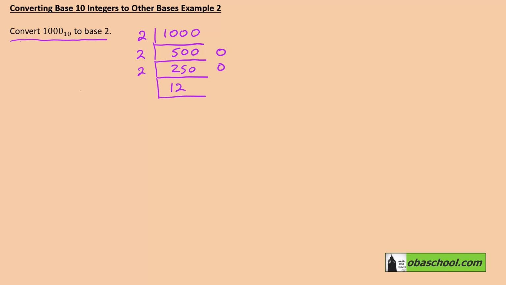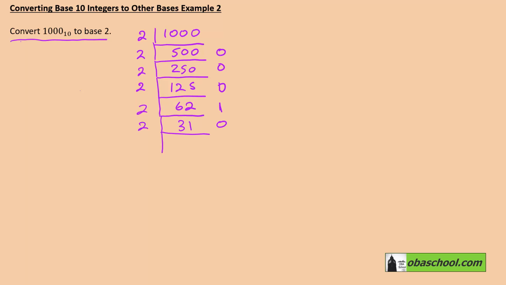Then we're going to get 125, but that will have no remainder because 2 goes into 250 exactly. But this time, that is going to give us a quotient of 62. Remember, 125 divided by 2 is 62.5, and a remainder of 1. But 62 is even again, so that will go to 31 with no remainder.